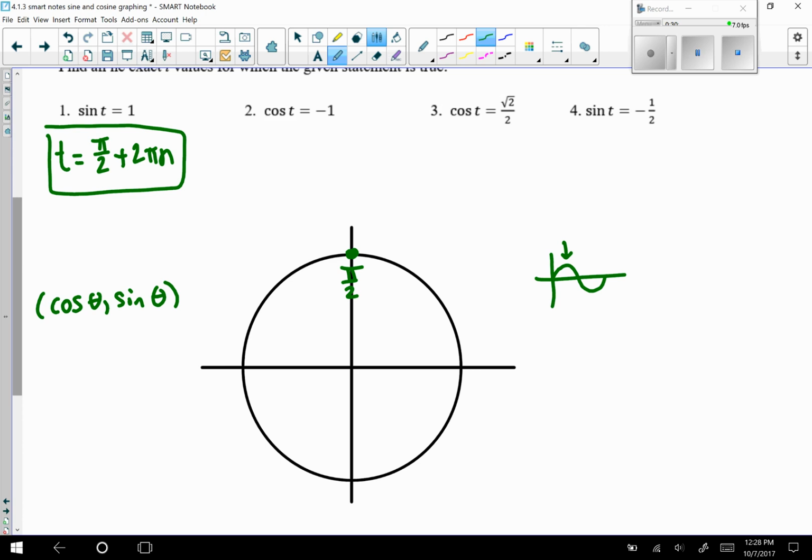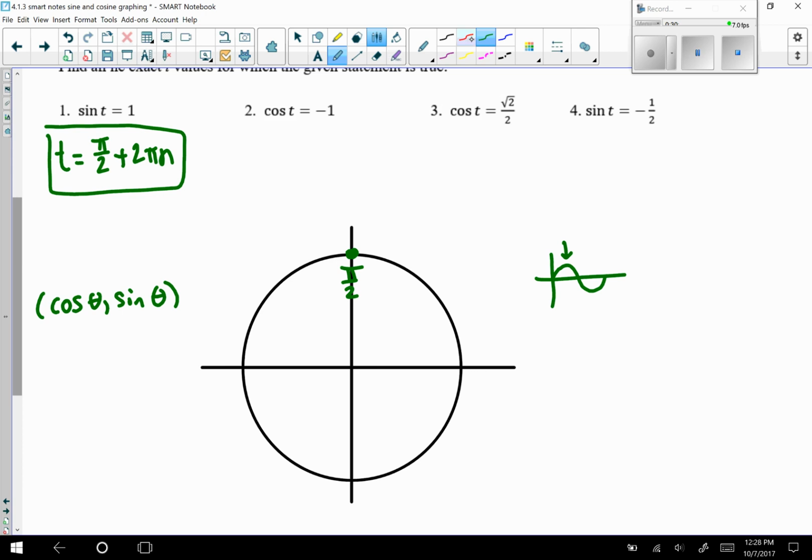And even just to check, if I were to plug 1 in here, I get pi over 2 plus 2 pi, so get a common denominator. So that makes this pi over 2 plus 4 pi over 2, so that's 5 pi over 2. So we know 5 pi over 2 also gives us a sine value of 1.